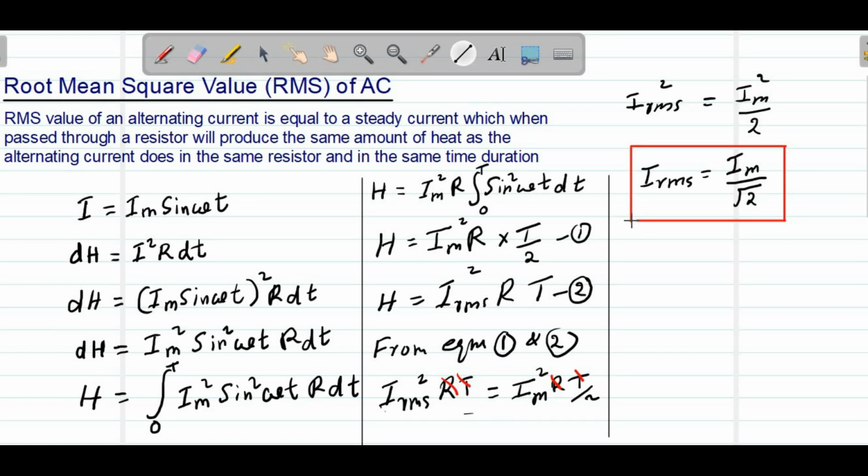So actually IRMS is a steady current, it is a DC current which has the same heating effect as the given AC. The same way in the circuit, if we multiply the resistance of the circuit with the current, we can get VRMS also. VRMS we can obtain as Vm by root 2. The peak value of voltage divided by root 2 will be the equation for the RMS value of voltage.